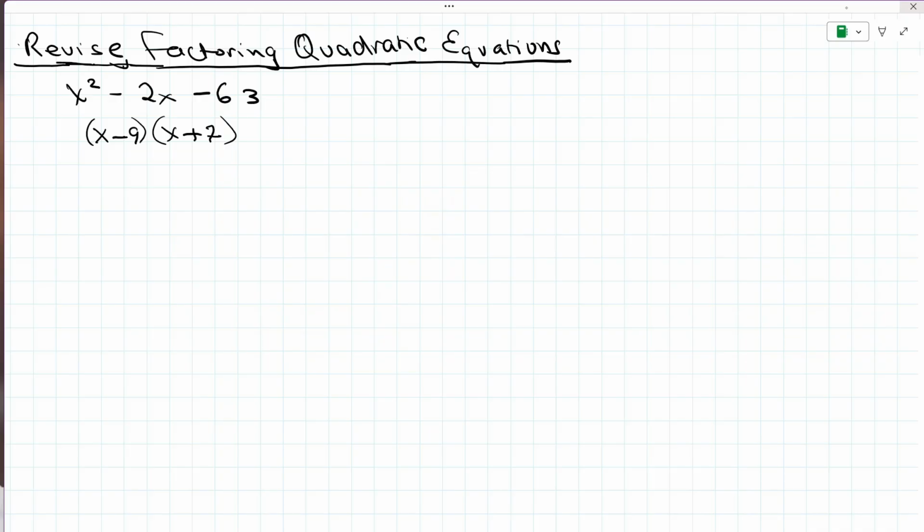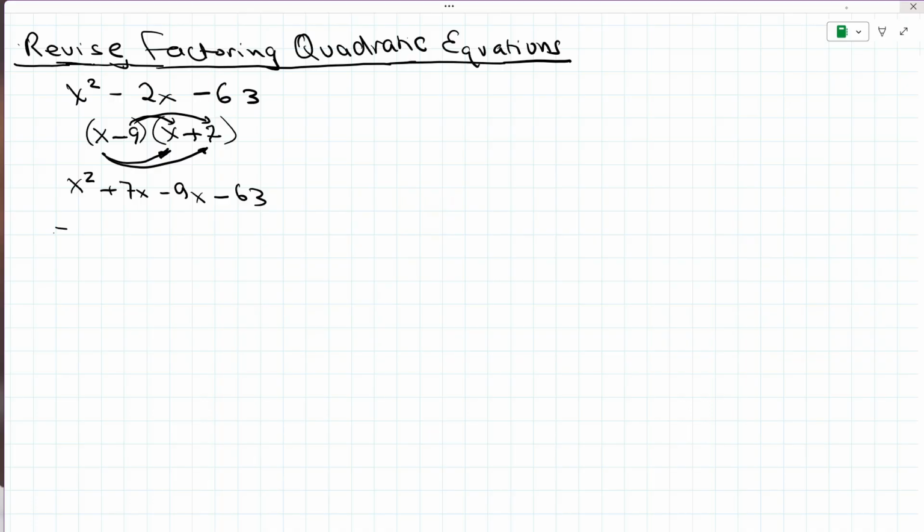Now, that's not the end. The end of our exercise is to find out whether we have factored correctly. So what we do is multiply x by x, which will give us x squared. Then we multiply x by 7, which will give us plus 7x. And then we multiply negative 9 by x, which will give us minus 9x. And then negative 9 times 7 will give us negative 63.